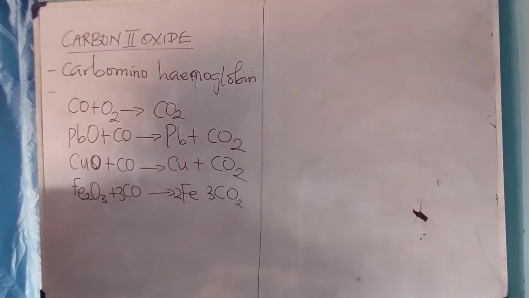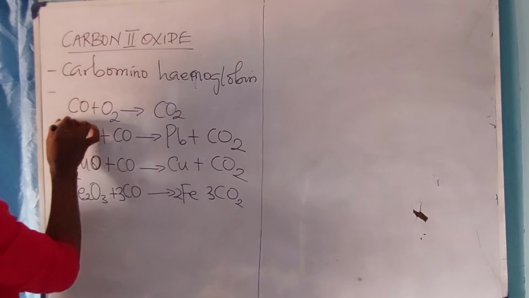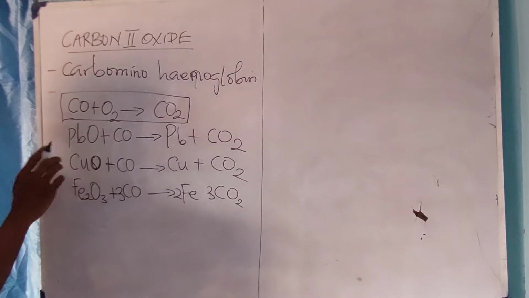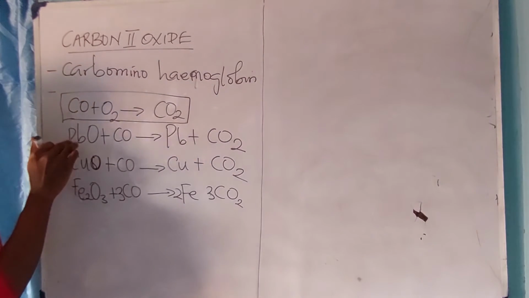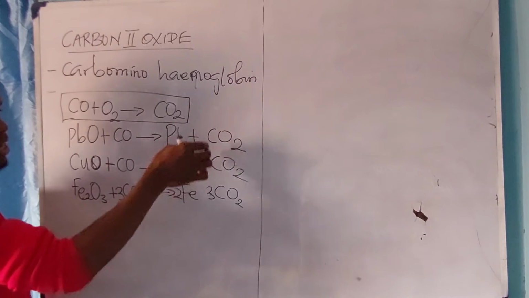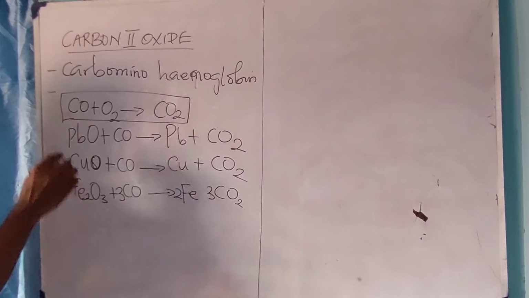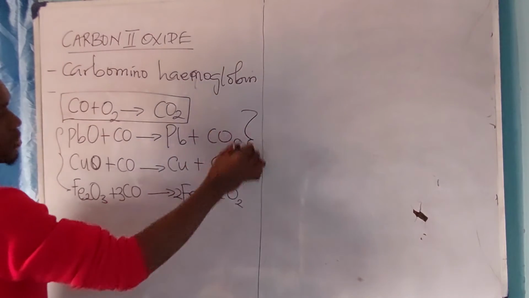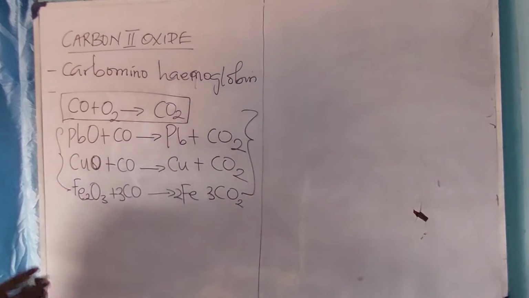So you can see that it reacts with oxygen to produce carbon 4 oxide. It also reacts with oxides of lead, copper, and iron to produce their respective metal and carbon 4 oxide. So these are the chemical properties of carbon 2 oxide. Now, how is carbon 2 oxide formed?